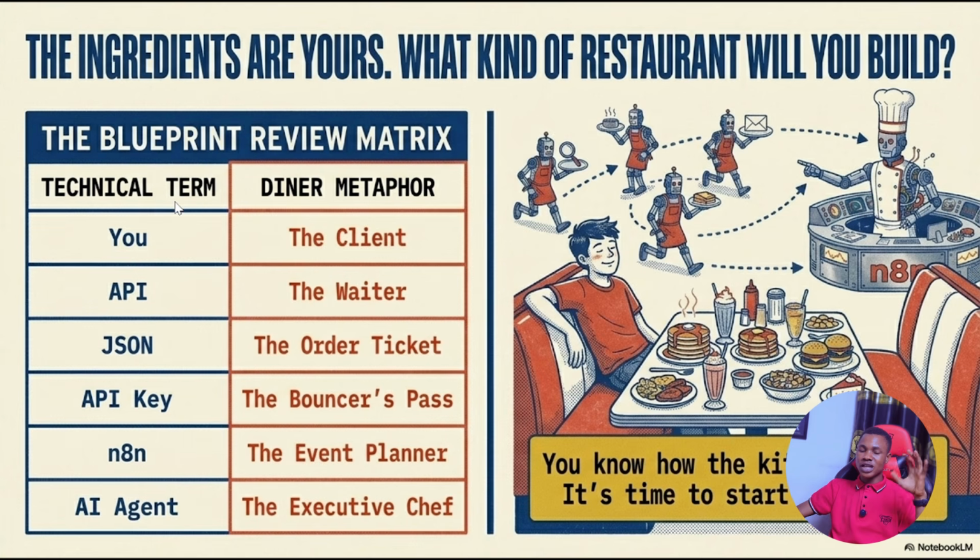Now let's look at it in this aspect, the blueprint. Technically, let's summarize everything. You are the client, the API is the waiter, the JSON is the order ticket that you have ordered for the food, and the API key is the bouncer's pass. There's a clear difference between the API key and the API. Please take note of that. The API is the waiter. The API key is the bouncer's pass. Is that okay? Then n8n is the events planner. The AI agent is the chief executor. Is that okay? You know how the kitchen works.